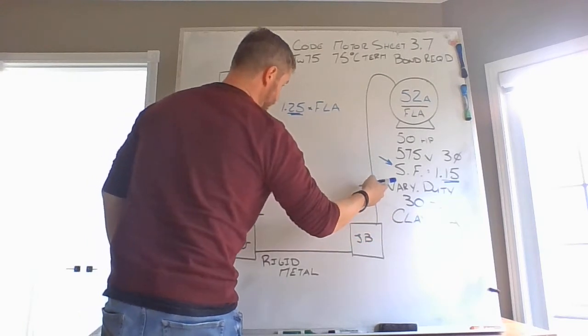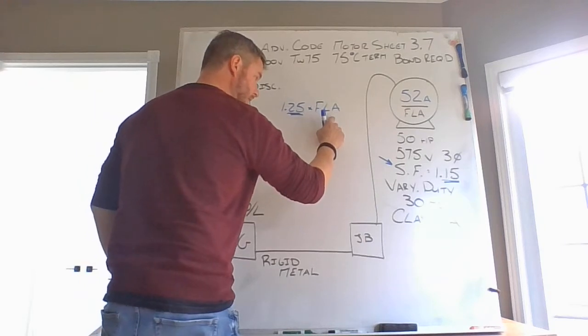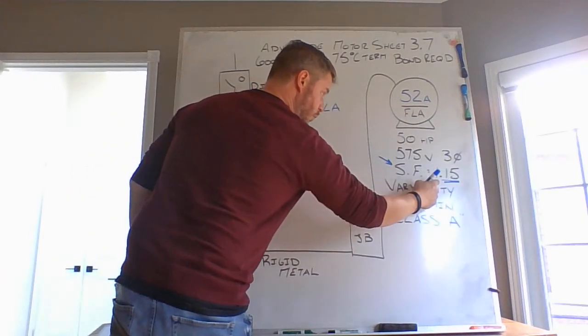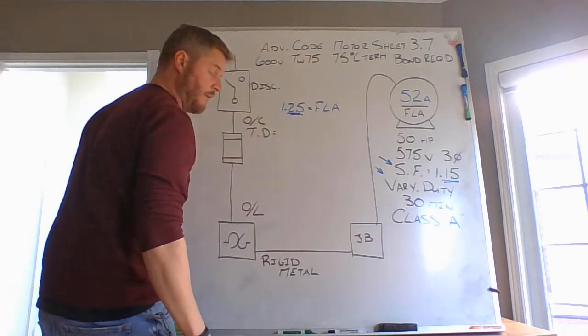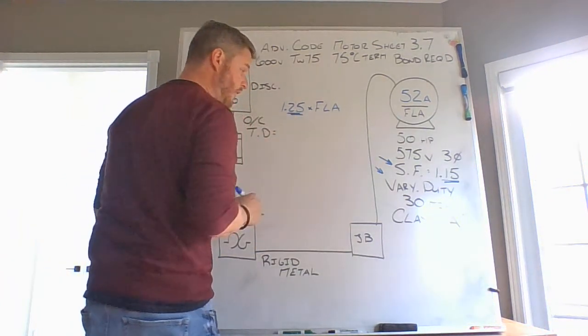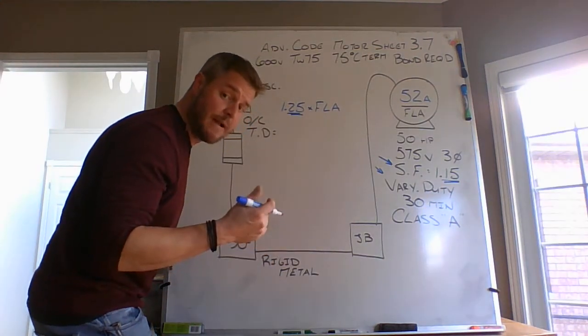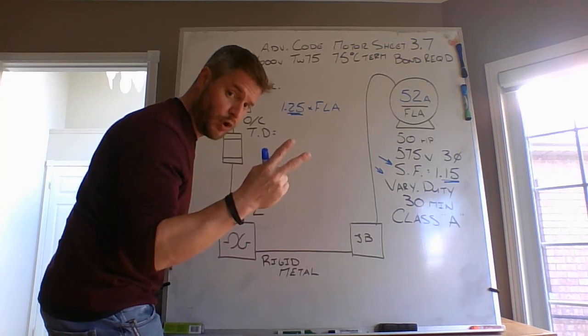However, this one is a varying duty 30-minute rating, so it's not going to be the same calculation. So pay attention to your service factor and what that value is, and the duty rating of your motor. If it's a continuous duty service motor, the same 1.25 is going to be your multiplier. So you only have to do this calculation once, but it's two different code rules. Calculation once, two code rules.